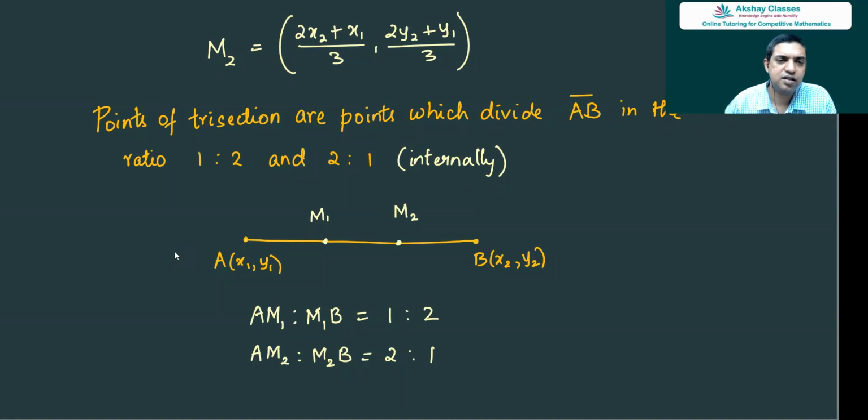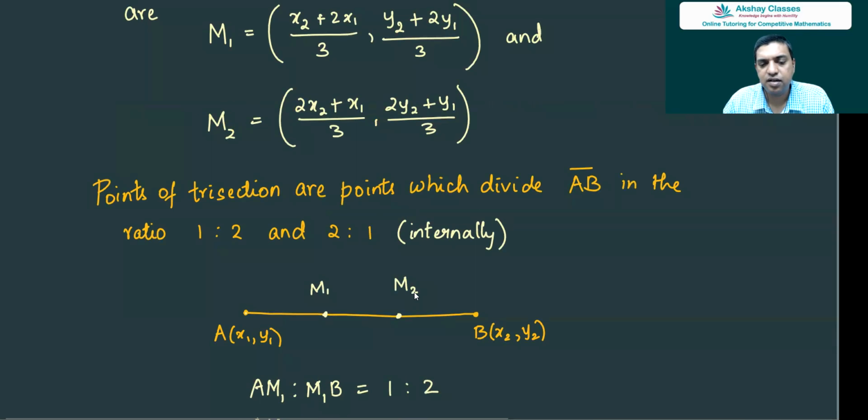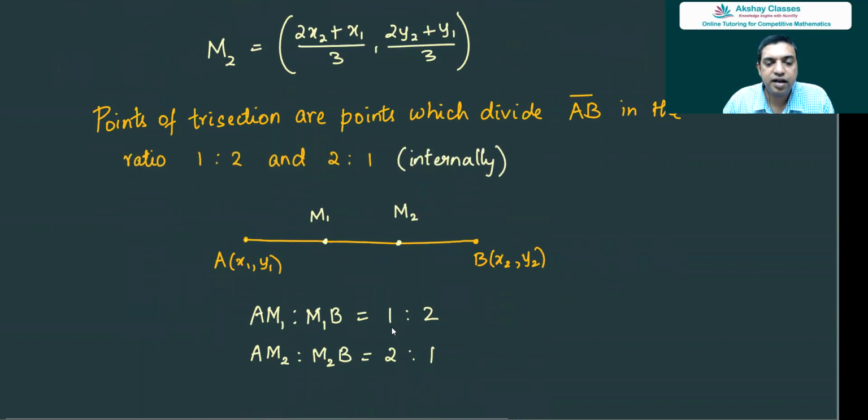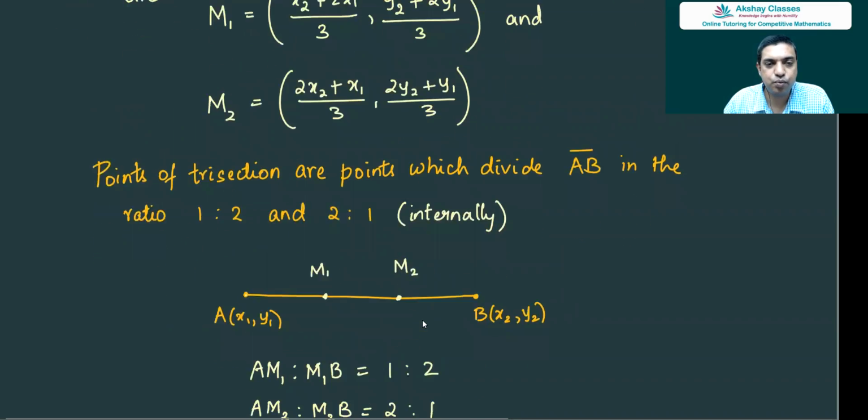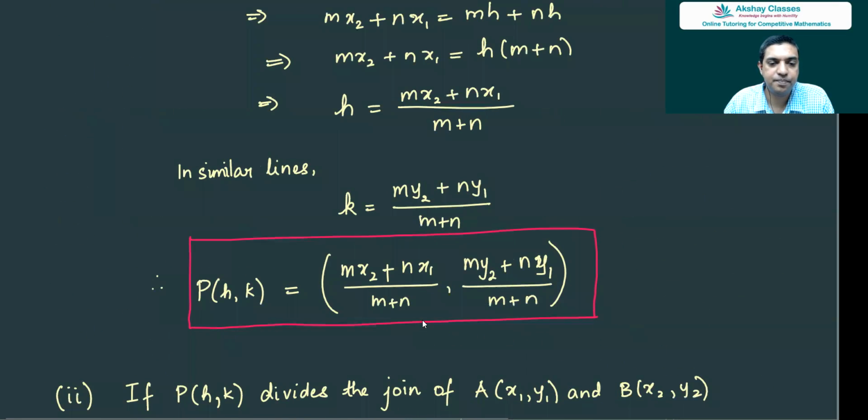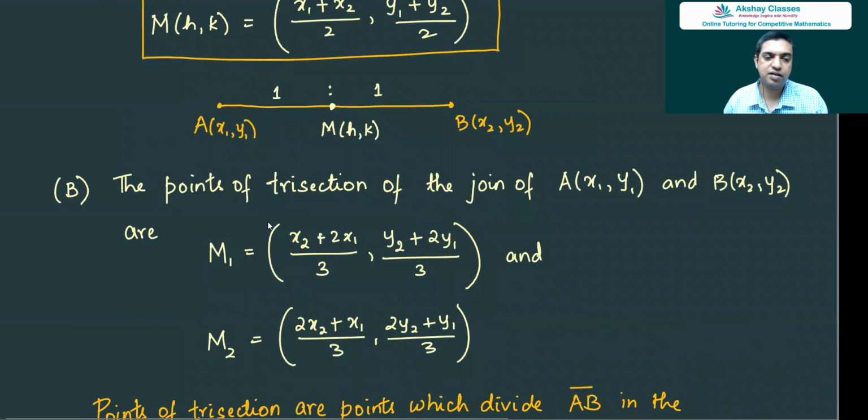So for these internal divisions, I take m and n as 1 and 2 and apply the formula. M equal to 1, n equal to 2. Then I get (1 times x2 plus 2 times x1) upon 1 plus 2, that is 3, and (1 times y2 plus 2 times y1) upon 1 plus 2, 3.